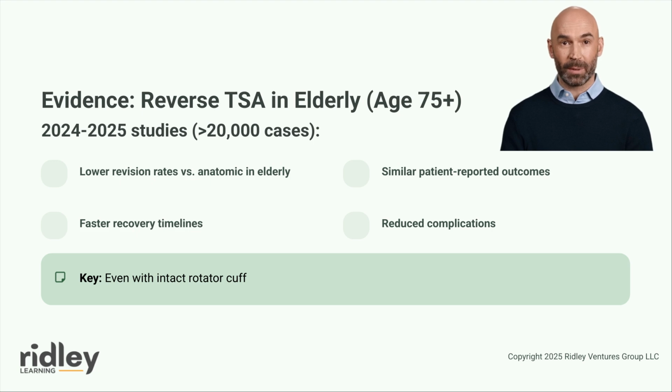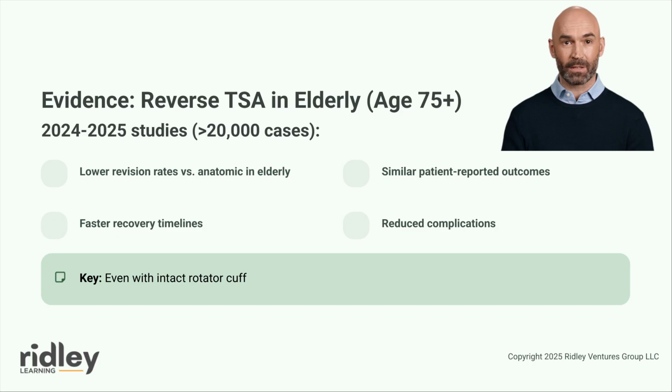A 2024 population-based study using data from the National Joint Registry of England analyzed over 20,000 shoulder arthroplasties and found that reverse arthroplasty was associated with lower rates of revision surgery and similar patient-reported outcome measures compared to anatomic arthroplasty in older adults with osteoarthritis. Similarly, a 2025 meta-analysis of 14 comparative studies found that reverse arthroplasty demonstrated significantly lower rates of complications and reoperations compared to anatomic arthroplasty in patients with intact rotator cuffs, albeit at the expense of reduced external rotation.